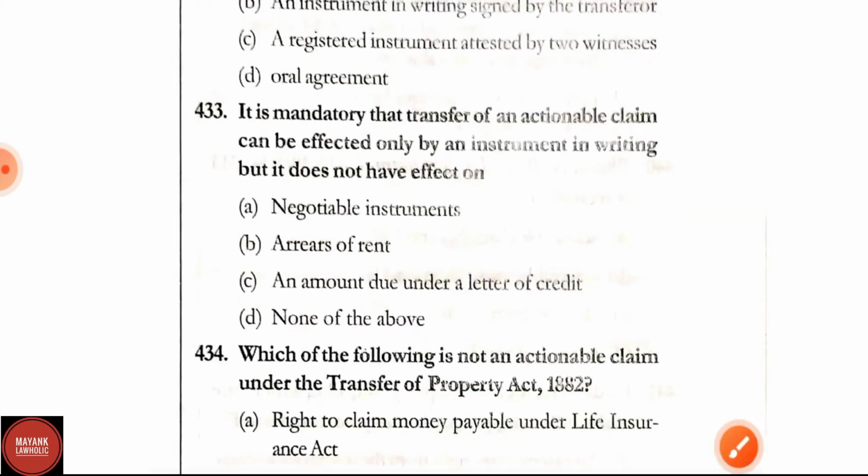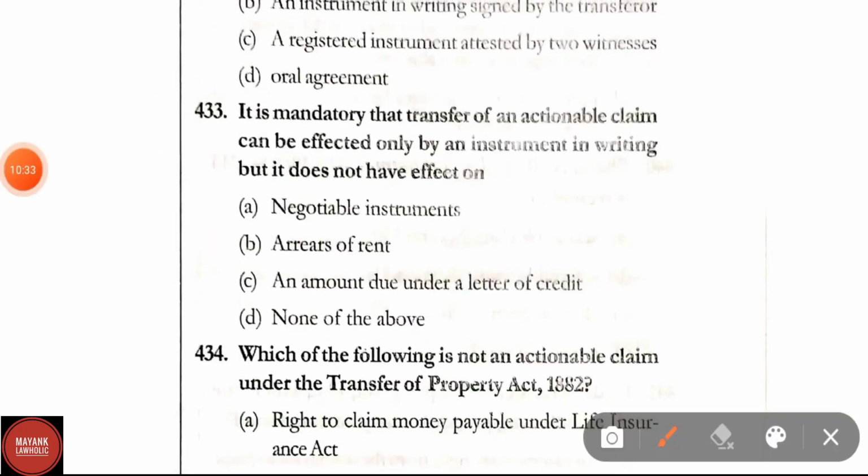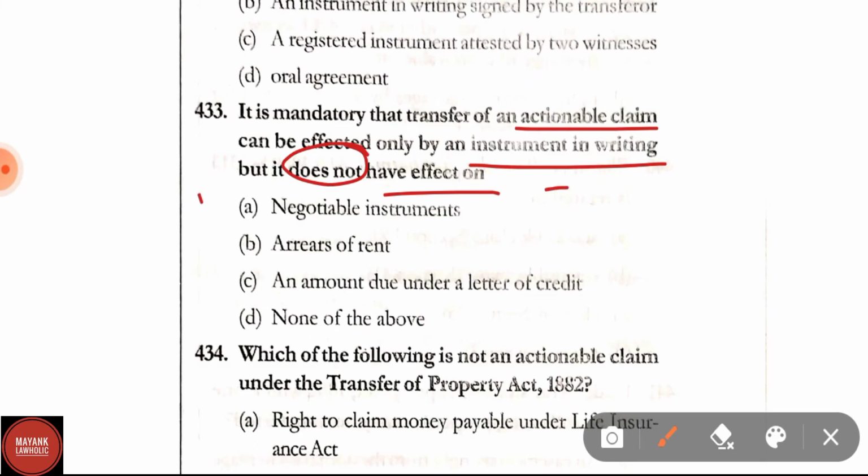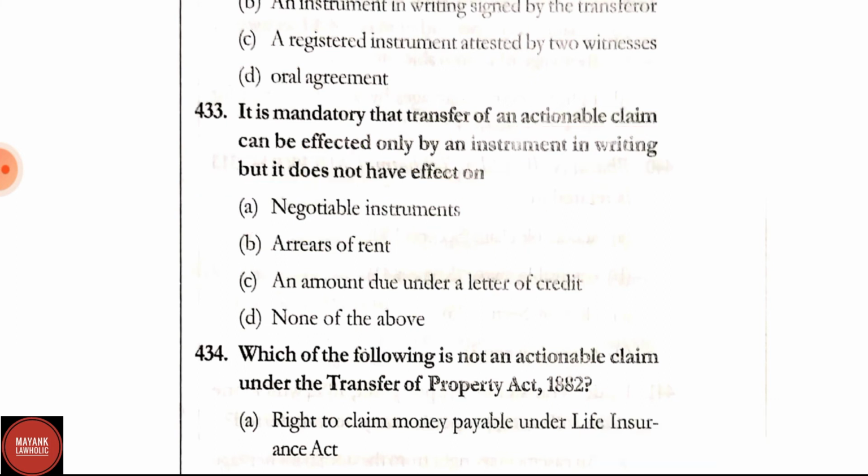Question number 433. It is mandated that the transfer of an actionable claim can be effected only by an instrument in writing, but it does not have effect on negotiable instrument, arrears of rent, an amount due under the letter of credit, none of the above. Correct answer is option A, that is negotiable instruments.